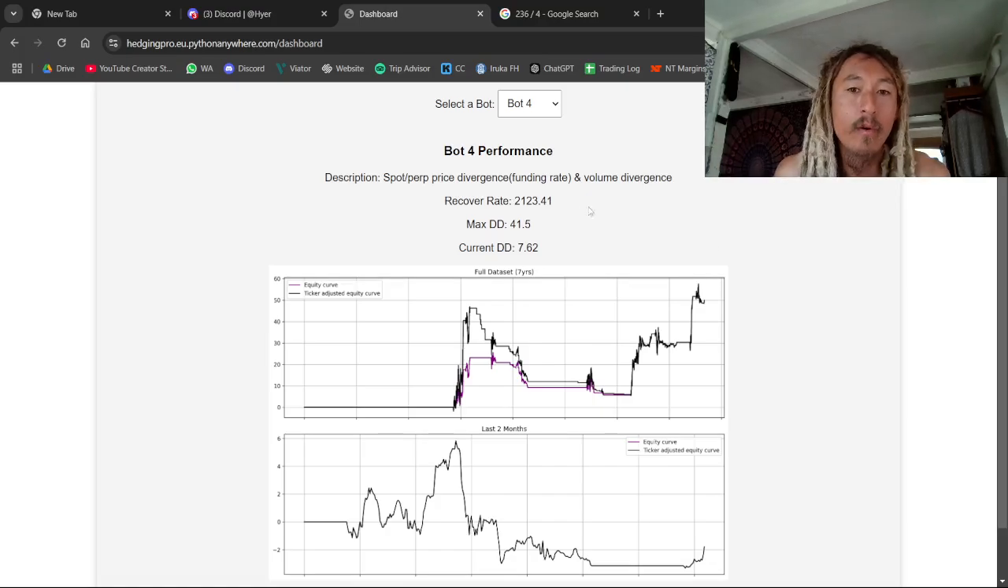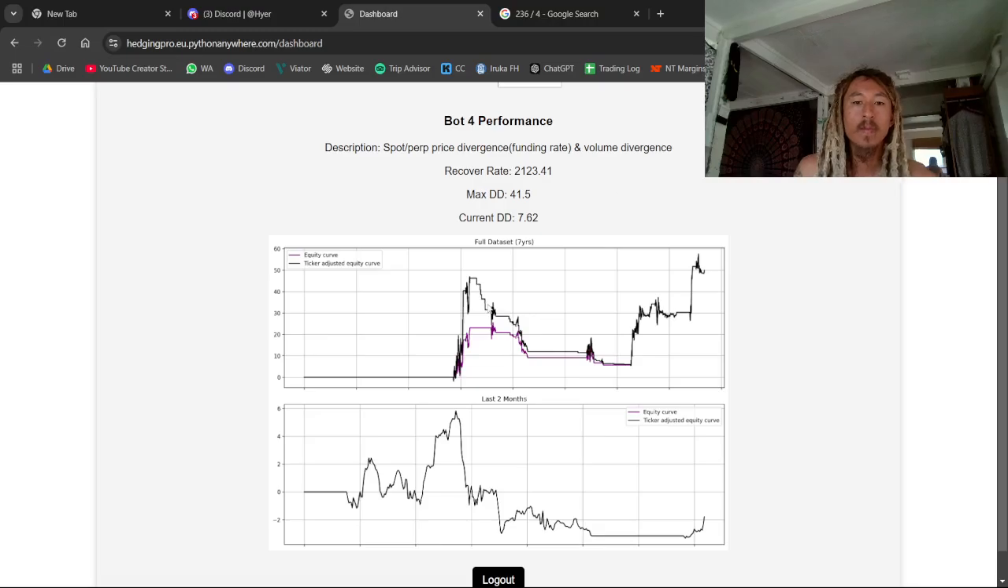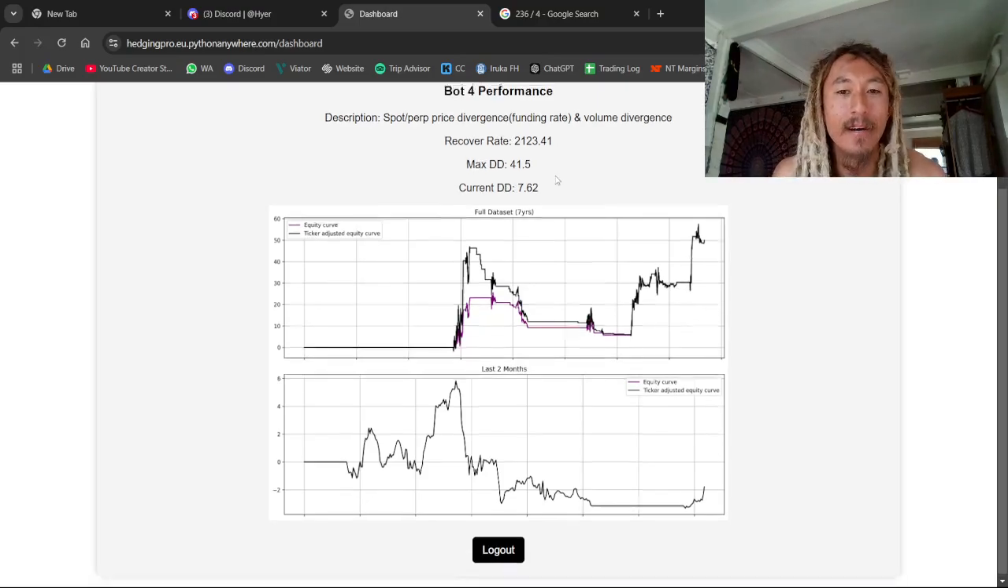So bot number 4, this is a spot perp price divergence and volume divergence. So this would be when funding is positive and there's CVD divergence. This one looks pretty good, right? Depending on where you start it, you might see a lot of drawdown. And the last 2 months it hasn't done much, but about 3 months ago it had an insane run, which sadly is before I turned on the bot in my own account.